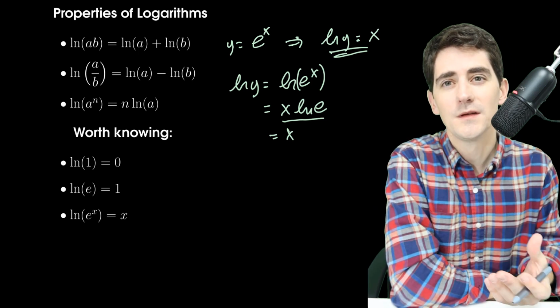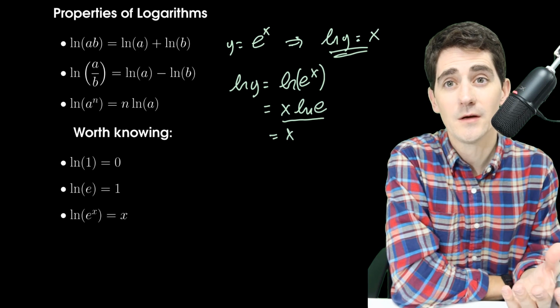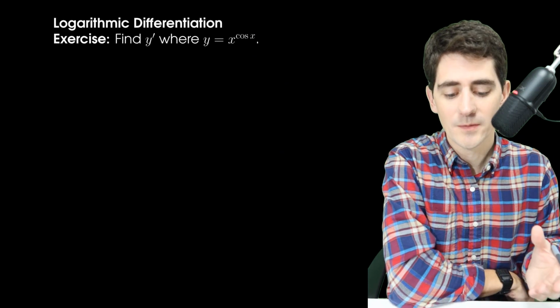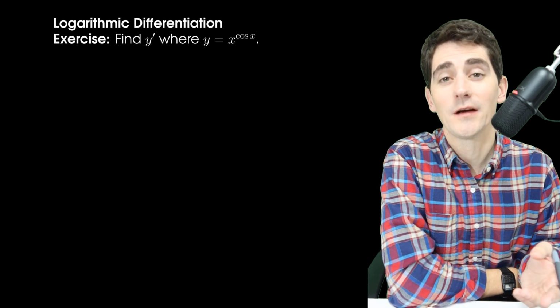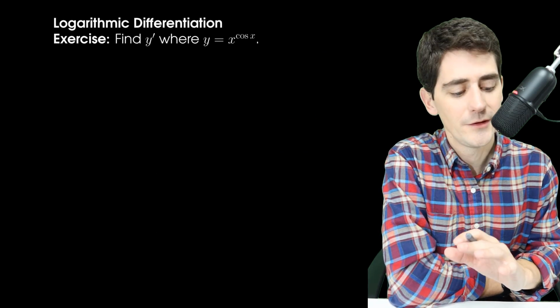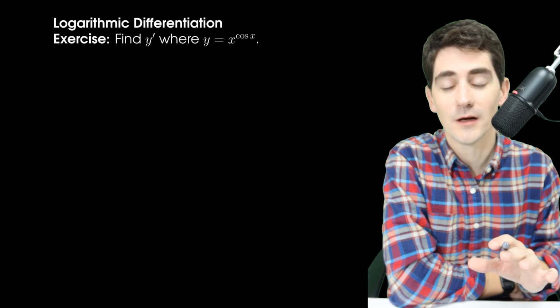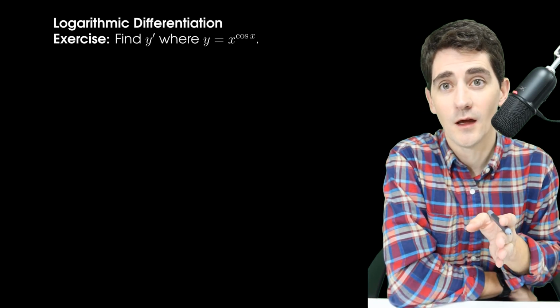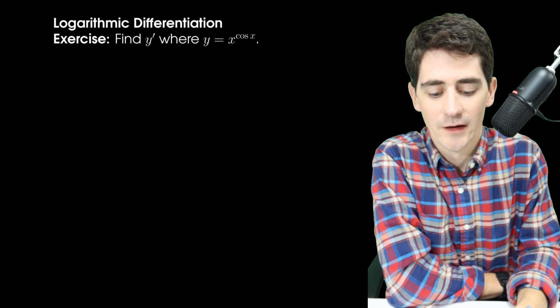All right, so how do we use this to take derivatives? That's what we're really here for. All this is just algebra. All right, let me show you. So here I want to find y prime, where y equals x to the cosine x power. Do not try power rule here. That will not work. That is incorrect. You can't do that. But what I can do is take this equation and take the logarithm of both sides.